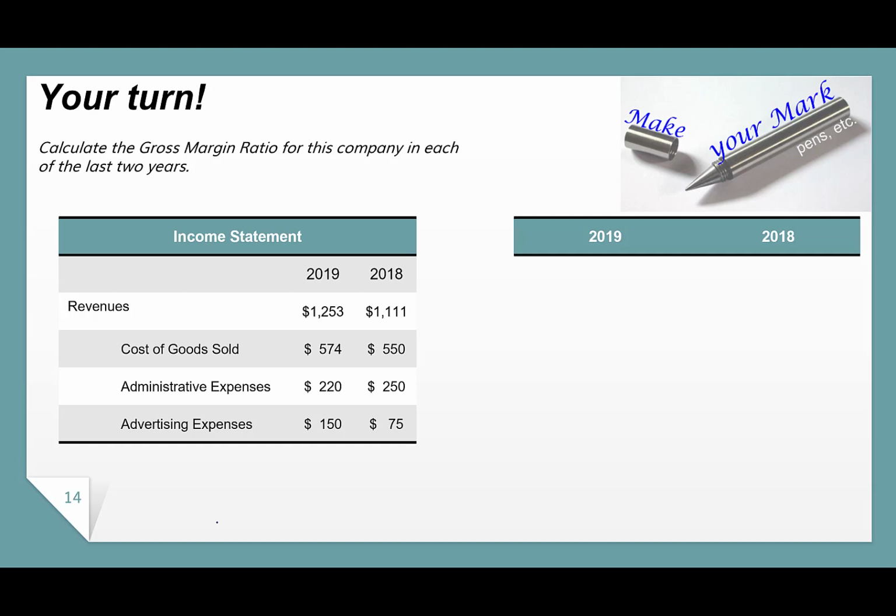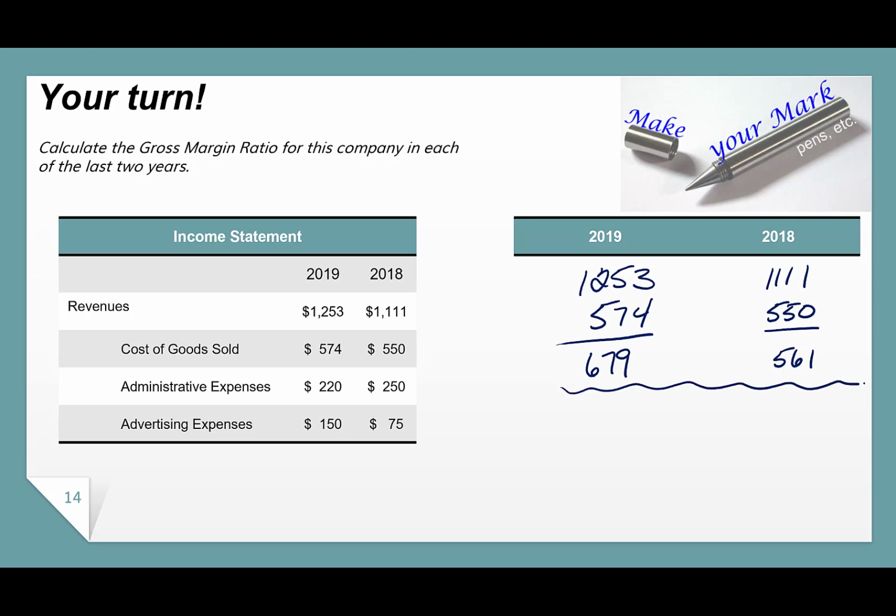To calculate gross margin ratio, we need gross margin over revenues. Gross margin is revenues, so these amounts, minus cost of goods sold, which gives us $561 in 2018 and $679 in 2019. So to calculate the gross margin ratio, we take our gross margin and divide it by our sales revenue, which in 2018 equals 50.5%. And for 2019, we take our margin divided by our sales, and that gives us a gross margin ratio of 54.2%, so a little better in 2019 than in 2018.